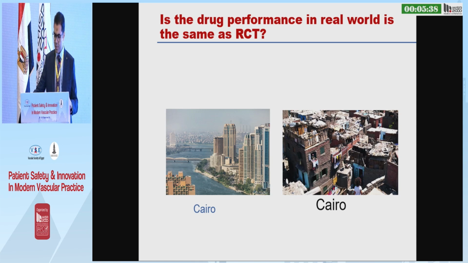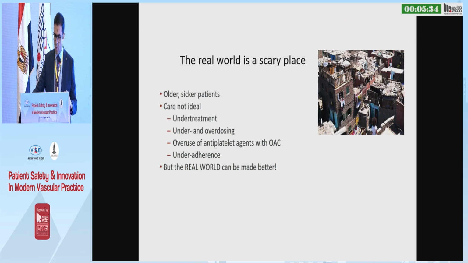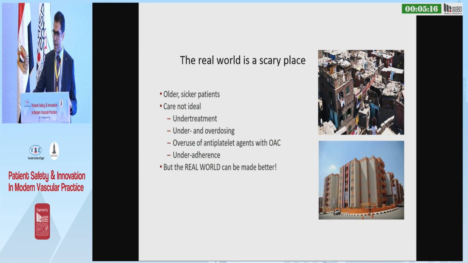Will the drug performance in the real world be the same as in randomized controlled trials? The real world is considered to be a scary place. The patients are older and sicker, and the care is not ideal. There may be under-treatment, underdosing, or overdosing. There is overuse of antiplatelets, and there is under-adherence from the patient. But of course, real world can be better.